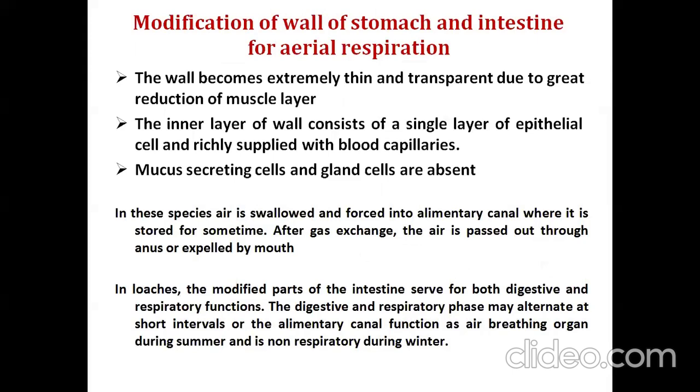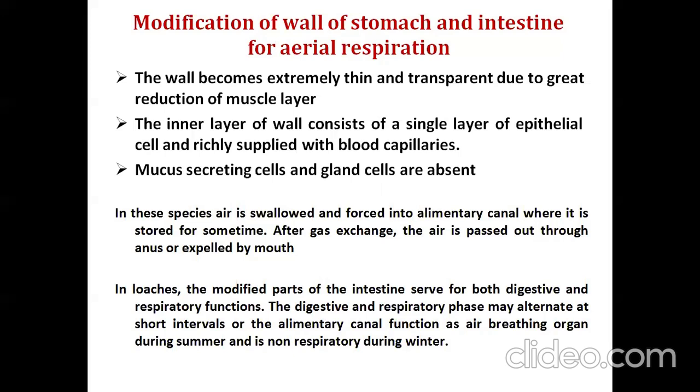And this is about the modification of the walls of the stomach and intestine for aerial respiration. How is the stomach region getting modified for breathing purposes? The wall becomes extremely thin and transparent due to great reduction of the muscle layer. And the inner layer of the wall consists of a single layer of epithelial cells, which is richly supplied with blood capillaries. And the mucus secreting cells and the gland cells are completely absent.